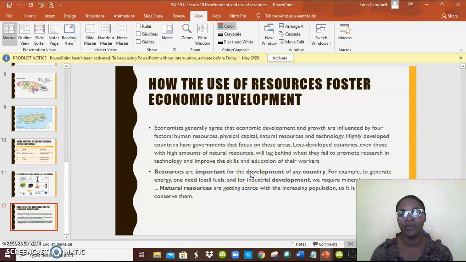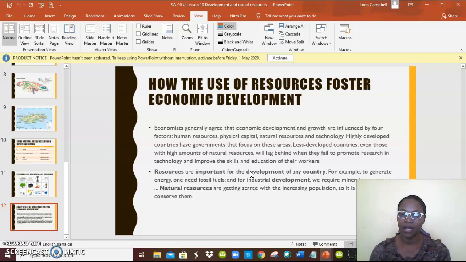Now, how the use of resources foster economic development. So we have been exposed, you have been shown the resources. You would have done your independent research. So we know what resources are. We know what natural resources are. We know that human beings are also a form of resource. But how do these help to foster or to help to grow the economy or help the economy to develop?